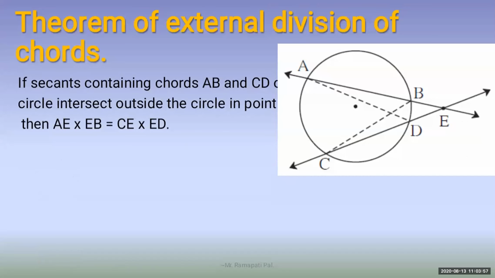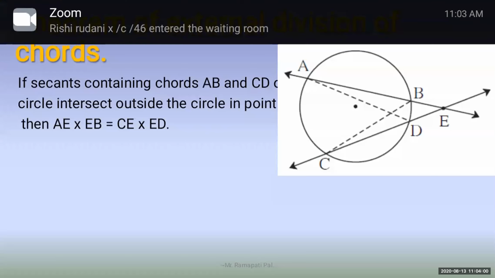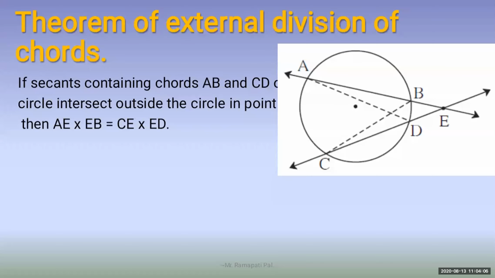If a secant containing chords AB and CD of a circle intersects outside the circle, where they are intersecting outside of the circle, that is point E. Then how does this formula work? AE into EB, the full secant AE and then the outer part EB, is equal to CE, the full secant CE, and then the outer part ED. Correct? Now we have to construct, we have to join AD and BC.